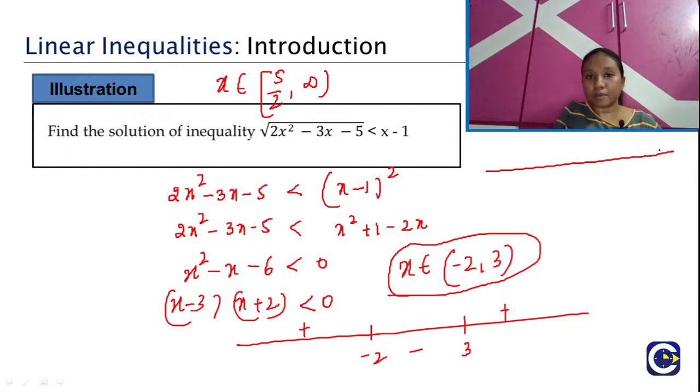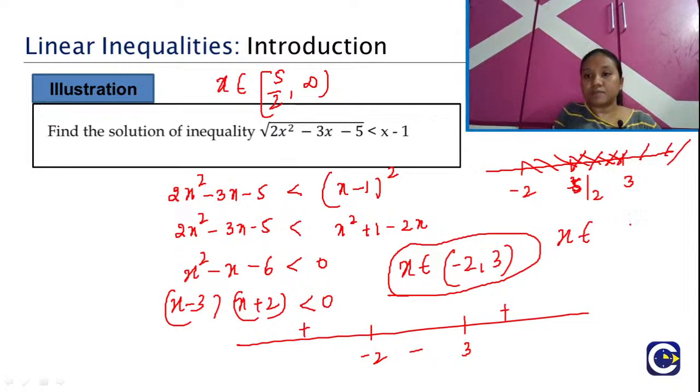So let's take a number line. So minus 2, 3, sorry, 5 by 2, right? First it should be 5 by 2 and then it will be 3. So here it is in between 5 by 2 and 3, and the other one will be 5 by 2 to infinity. So what is the common intersection? That is x belongs to 5 by 2 comma 3, where 5 by 2 is closed and 3 is open.